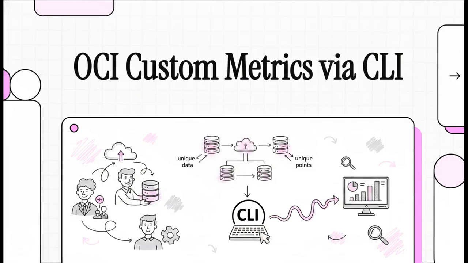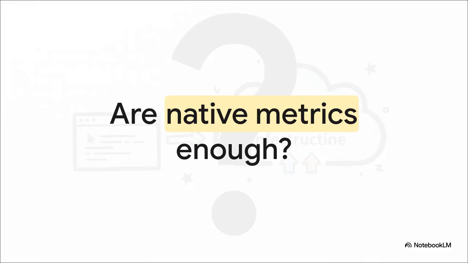If you're a cloud architect, a DBA, or an IT ops pro, you already know the golden rule. Visibility is absolutely everything. Blind spots? Yeah, they're your worst enemy. So today, I'm super excited to guide you through a highly practical architectural blueprint for extending your Oracle Cloud Infrastructure monitoring capabilities using the CLI. We're going to look at exactly how to capture those sneaky, unique data points that default monitoring might just gloss right over.